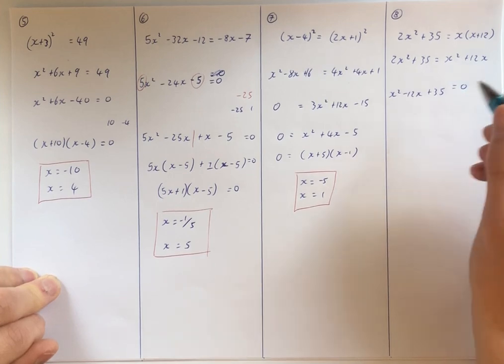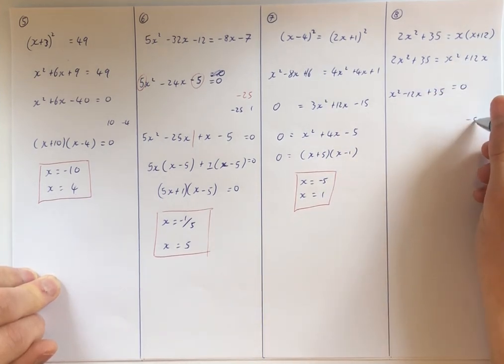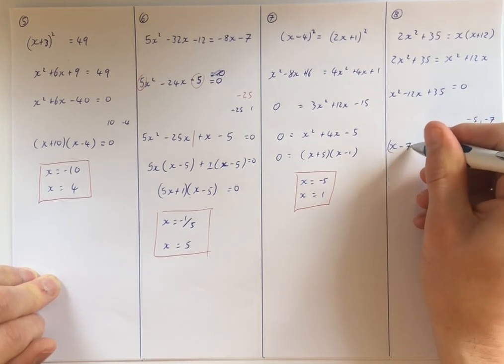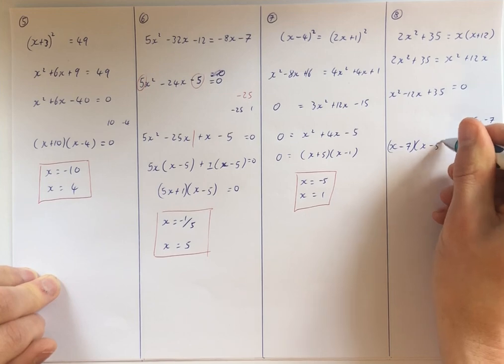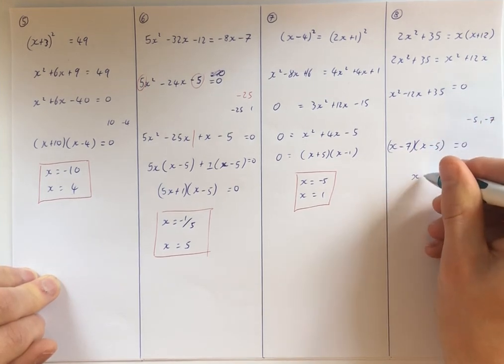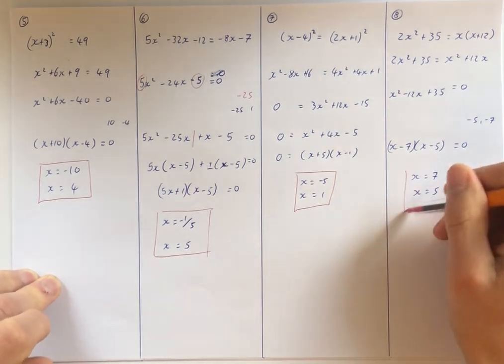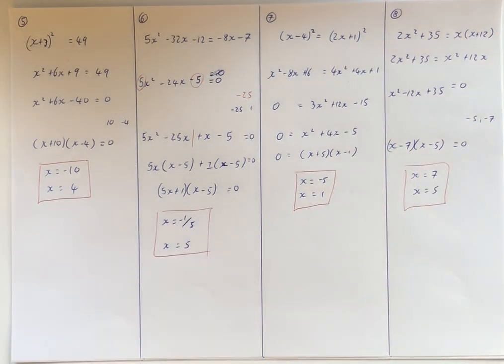Factors of positive 35 that give negative 12: negative 5, negative 7. So x minus 7, x minus 5 equals 0. Solutions are 7 and 5. Cool.